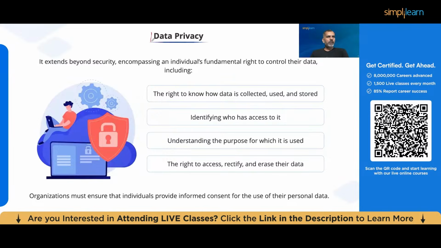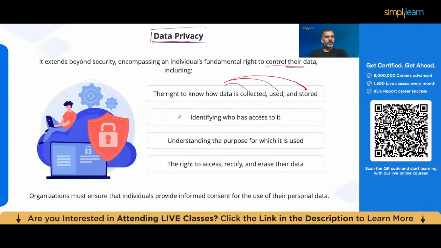Data privacy. After security, we talk about data privacy. When we say data privacy, it basically talks about the individual's fundamental right to control their data. Control over their data means they have a full right to know how the data is being collected, how it will be used, and how it will be stored. This is very important to know.